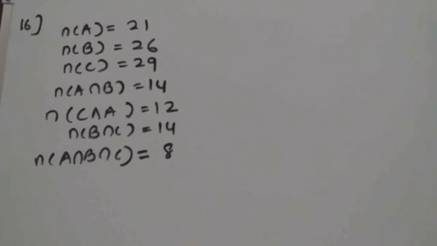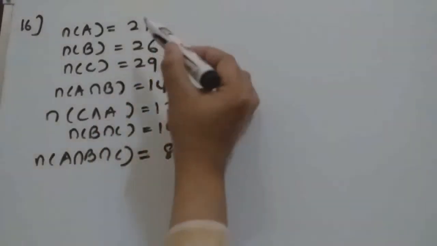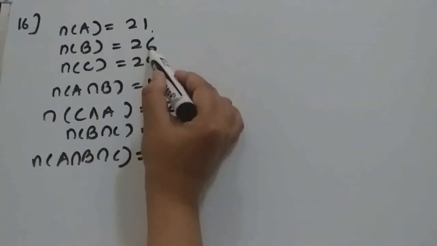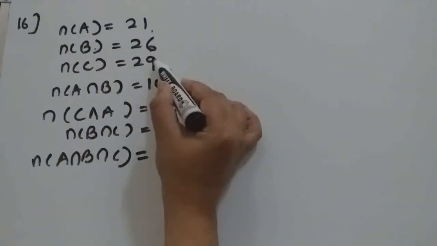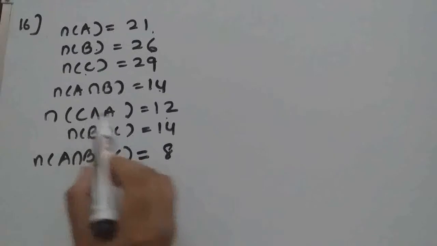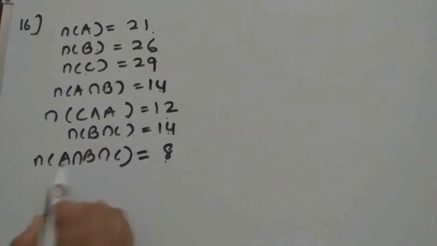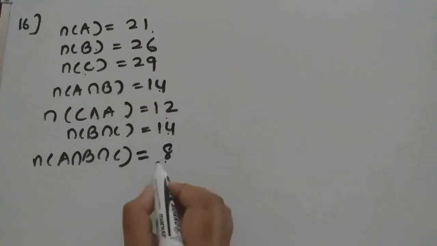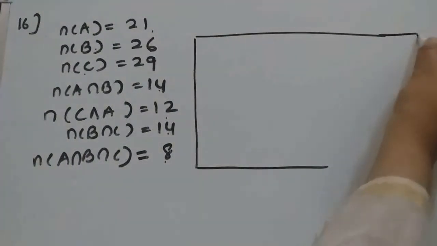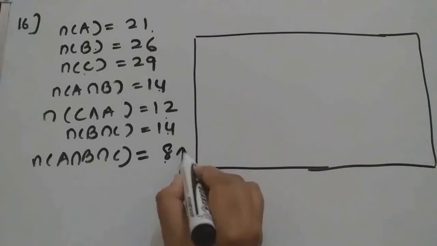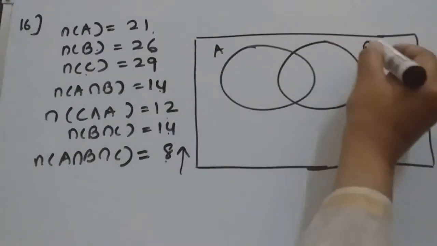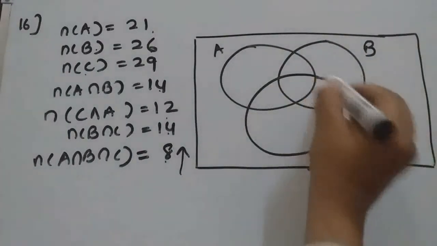Question number 16. In a survey, it was found that 21 people like product A, 26 people like product B, 29 like product C, 14 like both A and B, 12 like both C and A, 14 like both B and C, and 8 like all the 3. So we will draw a Venn diagram here, and we will start from reverse order. Okay, from this. So now suppose this is A, this is B, and this is C set.